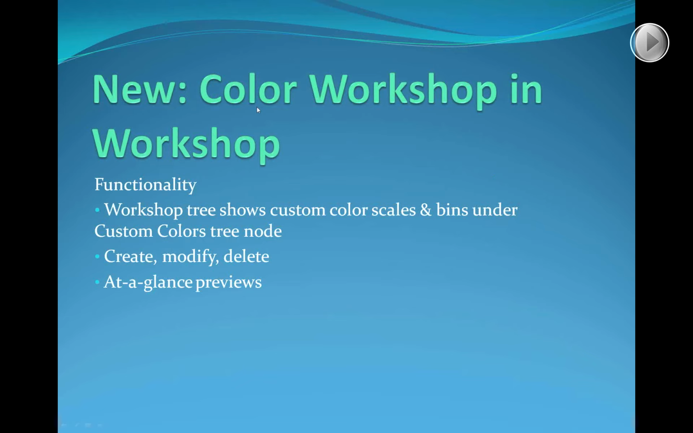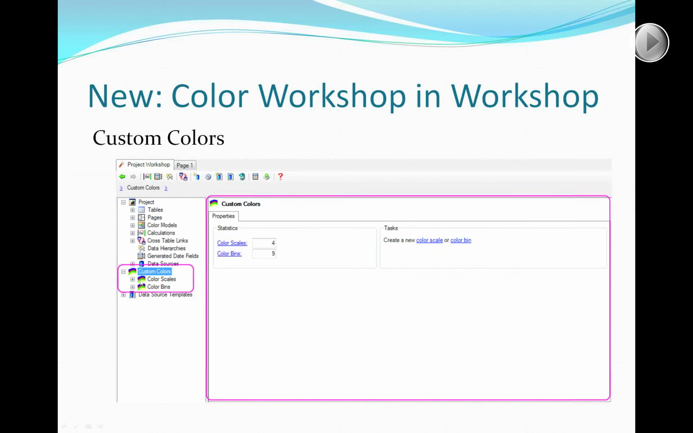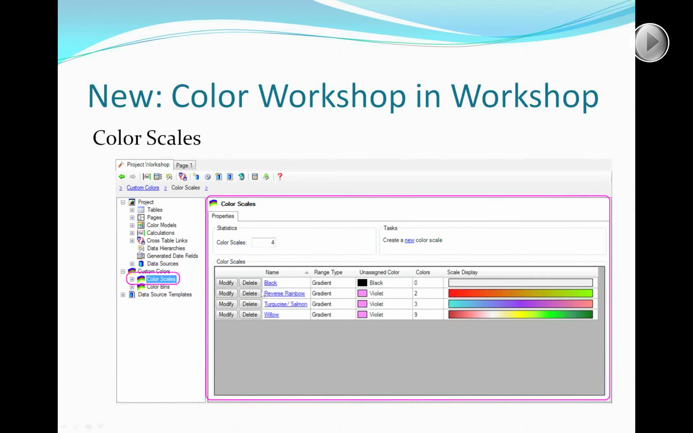Now the next new thing is the functionality from the color workshop, where you can create custom colors, has now been moved into the project workshop. So there's a new custom colors node, and beneath it, color scales and color bins. And if we click on color scales, we get a list of our color scales that have been defined for this installation. I have tasks, operations, and a handy preview, so you can see without having to click that modify button what's going on with that.